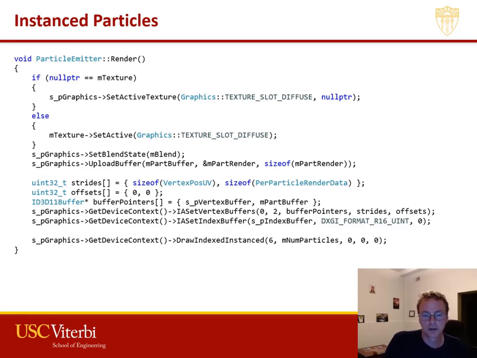You might notice I got an S underscore on the front of my vertex buffer. That means it's a static. And why is that? It's because every particle in the whole engine all uses the same quad. It's just a quad, right? It's just that quad I gave, minus 0.5 to 0.5 size. That's it. And so I only need one vertex buffer for all of my particles.